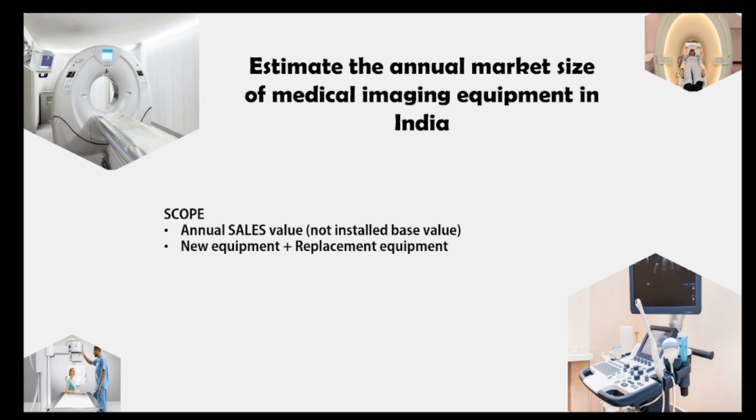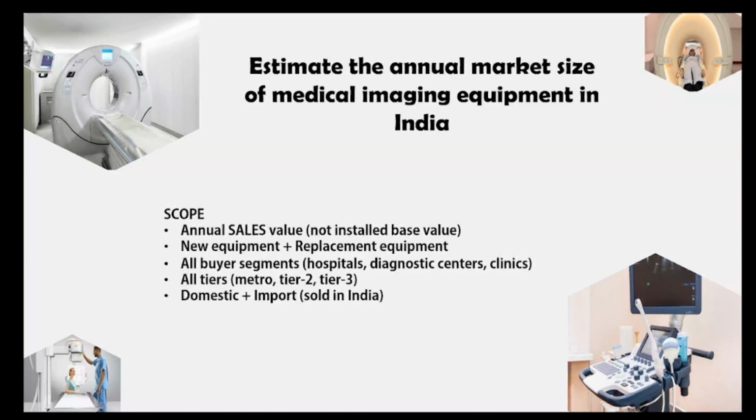Installed base is basically the machines which are currently in operation at different sites, and the sales value is the number of units that are sold in India annually, in terms of their monetary value, and which includes new equipment as well as replacement equipment. We are going to consider all buyer segments within all tiers of cities, and domestic as well as import, but that doesn't really change our perspective.